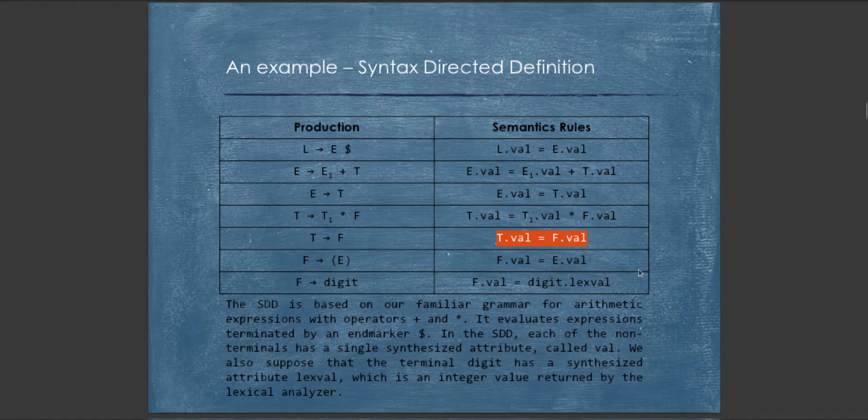Alright, okay. So the next one, T to F. So T.val is equal to F.val. Pretty easy. The next one, F to bracketed E.